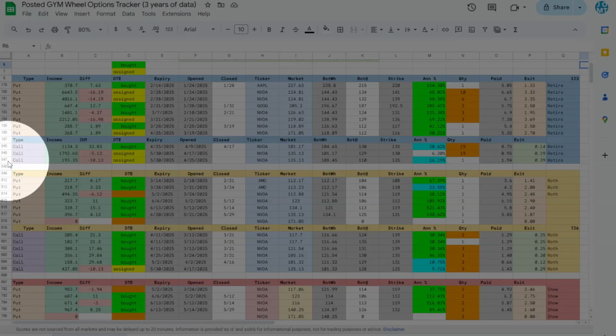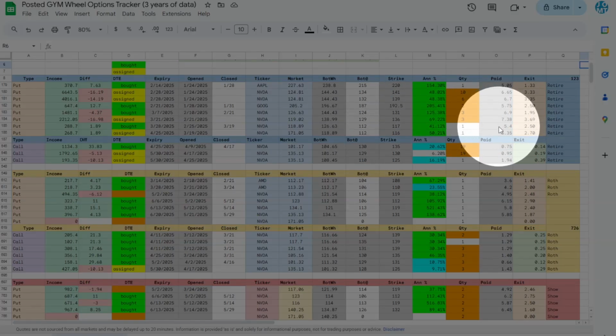Calls use the same structure and logic. There are only two real differences. The diff calculation is reversed, so red still means in the money, and also the exit target is 80% instead of 50%. Everything else works the same. If you notice the gray-colored cells, those are the only places I manually enter the trade contract specifics after I place a trade. Once those cells are filled, the spreadsheet does the rest. That keeps things consistent and reduces mistakes.